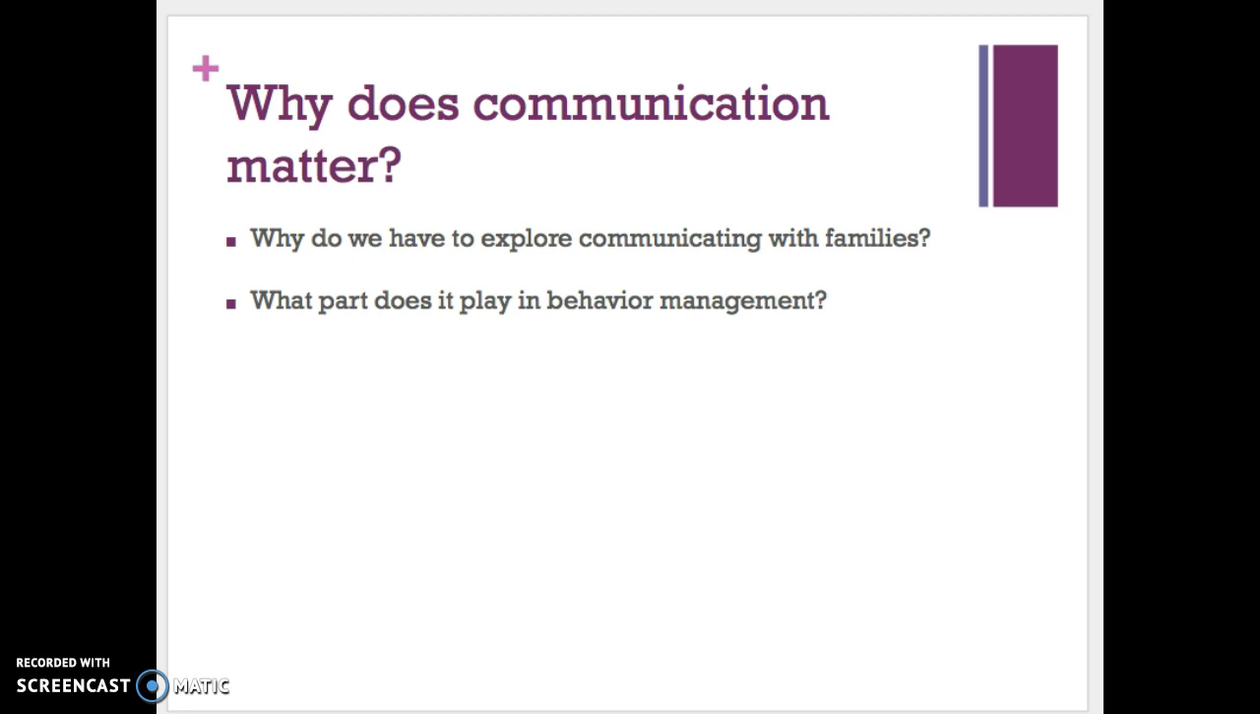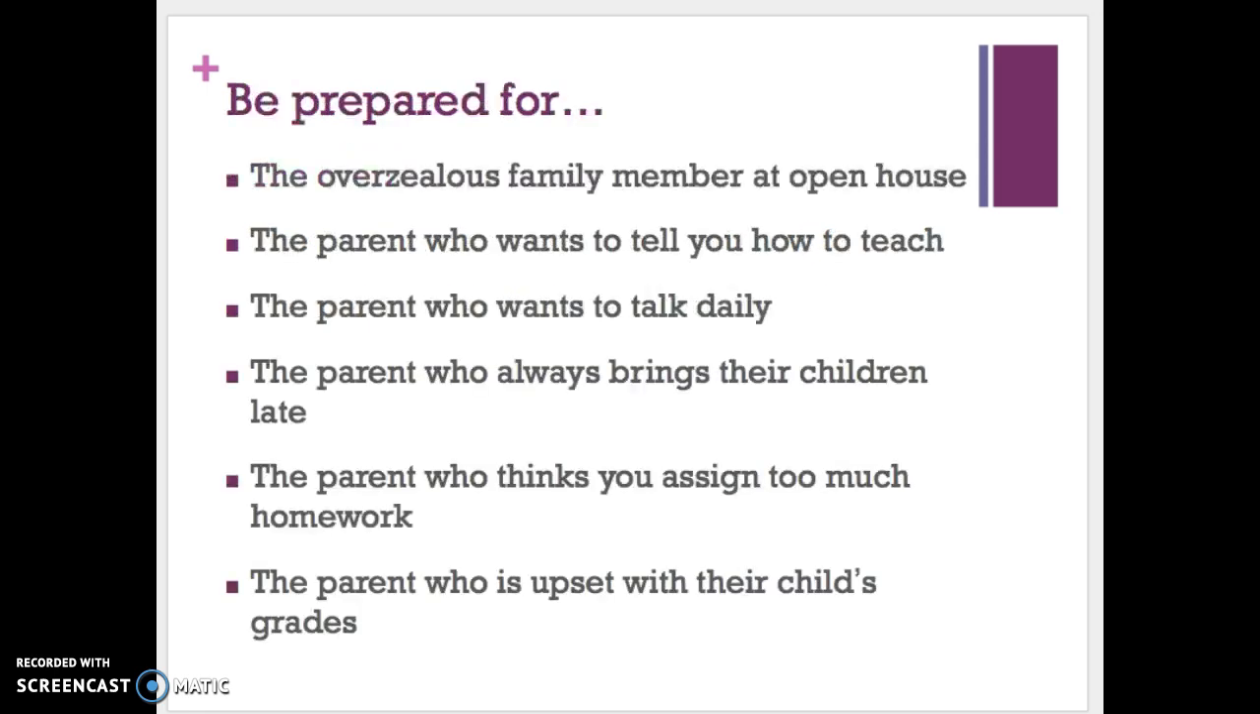So we're talking today about communication. It allows us to understand the expectations in the classroom community, but also how to avoid any misunderstandings with people when we're communicating with them, right? So be prepared for the overzealous family member at open house. And when I say parent, I also mean guardian or family member. Be prepared for the parent who wants to tell you how to teach, the parent who wants to talk every single day and have a daily email of what their child's doing. So really setting healthy boundaries there. The parent who wants to bring their children in late, so it's not really the student's fault in this situation. How are you going to have that tough conversation with them? The parent who thinks you assign too much homework, or the parent who is upset about their child's grades, just to name a few.